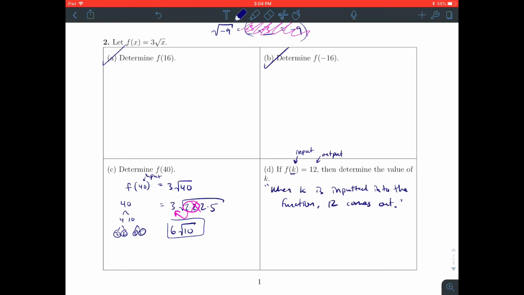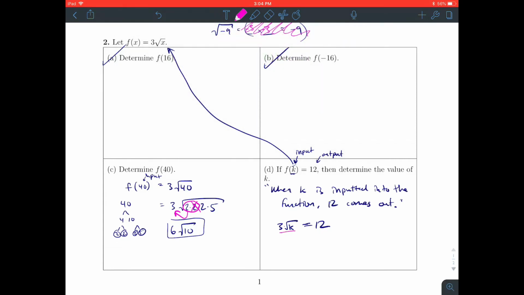And so that means that when we take k and put it into our function, it becomes 3 square root of k. The output is 12. And we hadn't done a problem like this in class, so maybe this is a little bit of an extension, but it prepares you really well for tomorrow's lesson. So let's solve for k.